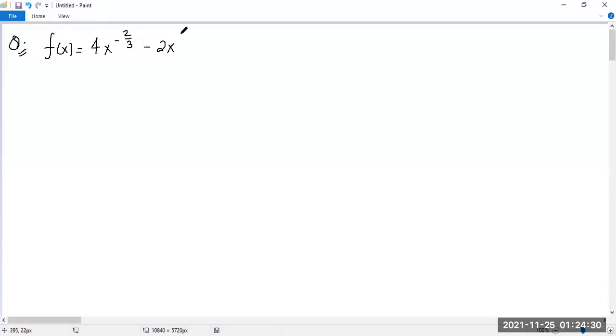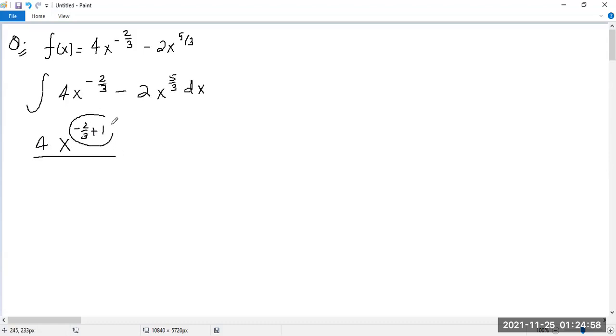minus 2x to the 5/3. So the basic idea here is that we don't want to violate anything that we have been learning so far. So if we're taking the integral of this function, we ignore the constant, right? And then we're going to essentially do x to the -2/3 plus 1, right? And we're going to divide by whatever this was.